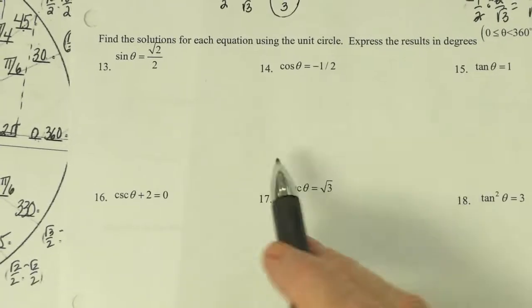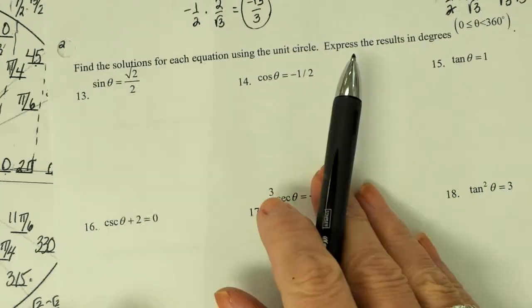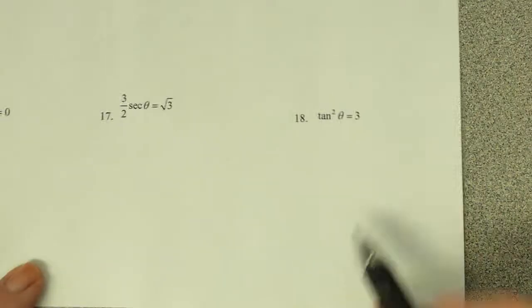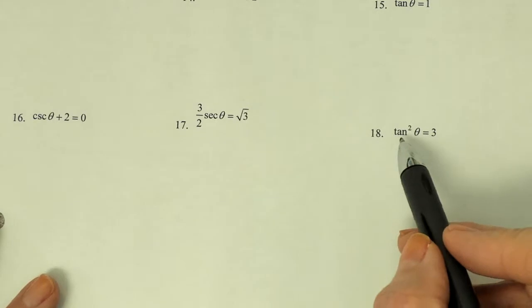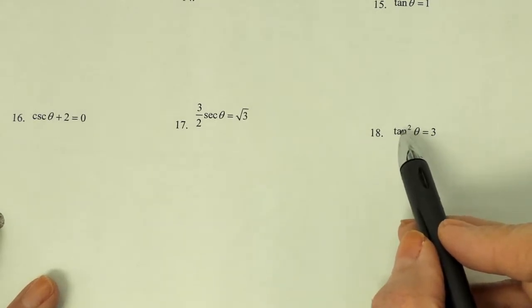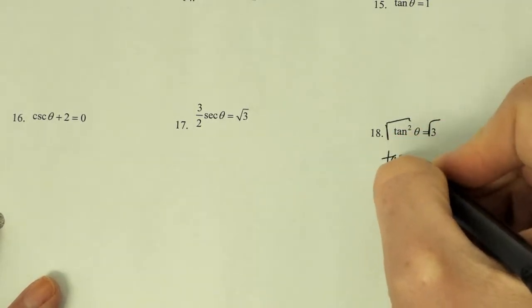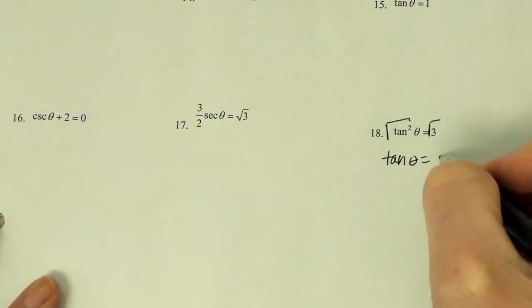So we used to draw pictures, right, to do any of these kind of problems. Well, now we're not going to have to do that. Let's look at number 18. How do I start this problem if I have a squared? What do I have to do to both sides? Take the square root. If I take the square root, what do I have to put in front? Plus or minus radical 3.